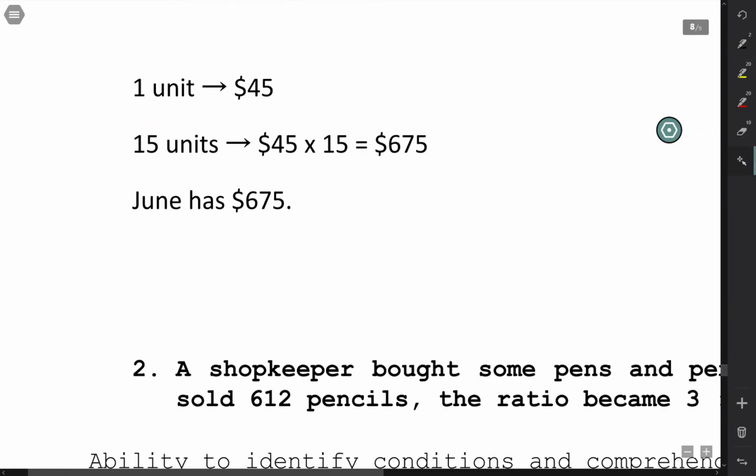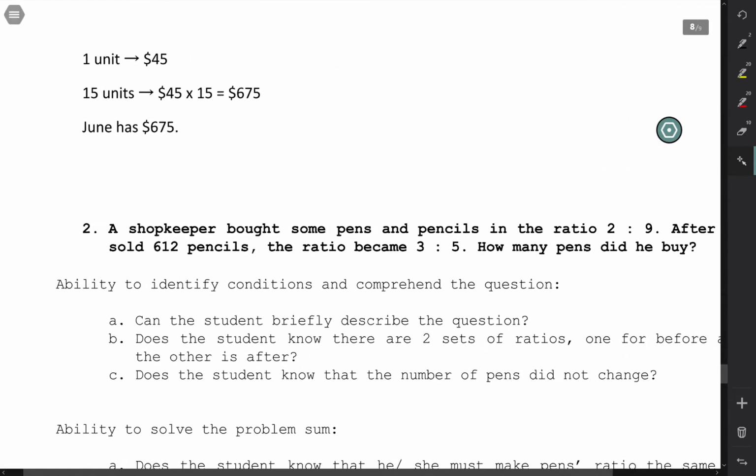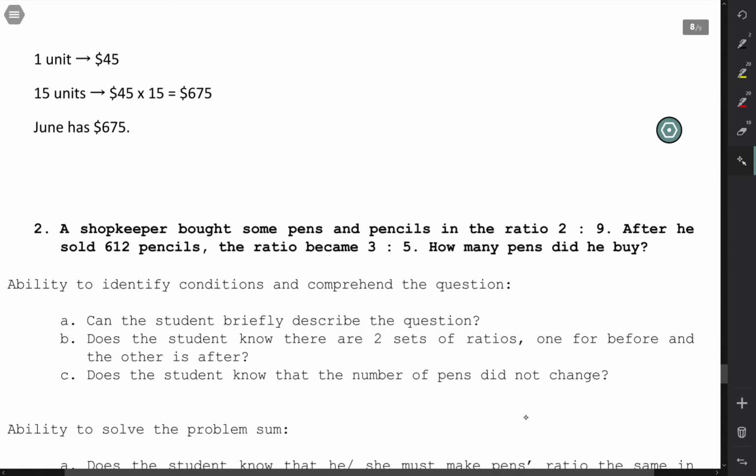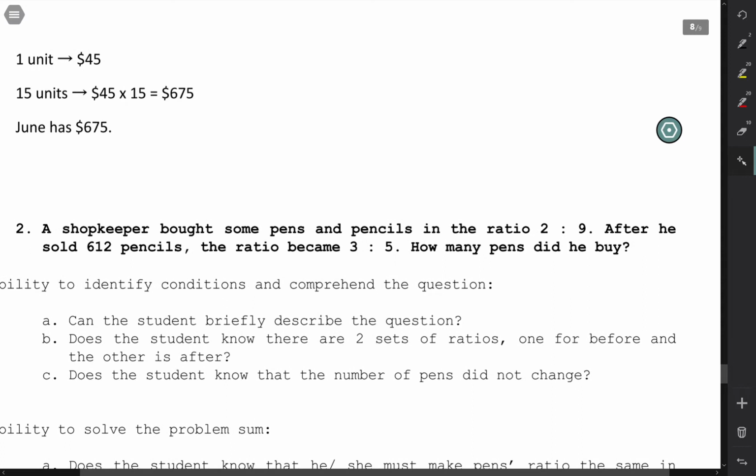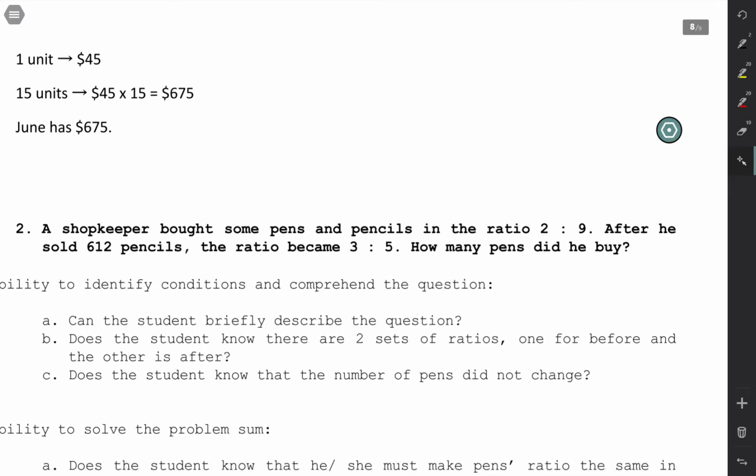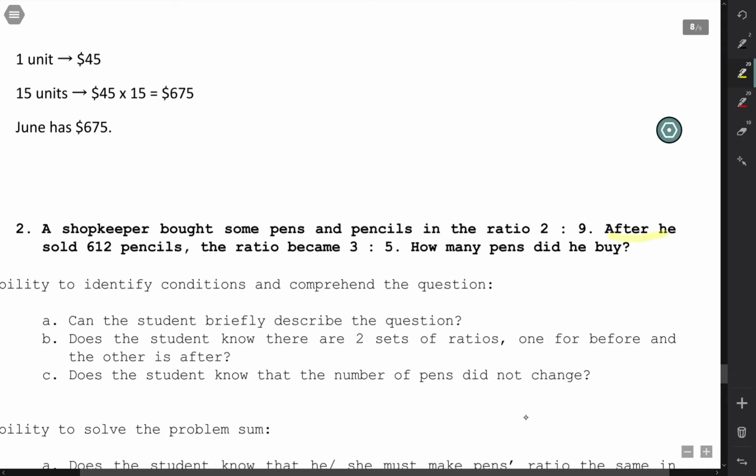So we can look at another question. A shopkeeper bought some pens and pencils in the ratio 2:9. After he sold 612 pencils, the ratio became 3:5. So how do you identify it's a before and after question? You have "after he sold 612." Before that, you have a ratio between two items, pens and pencils. And then after something happened, you get another set of ratio, which is 3:5.